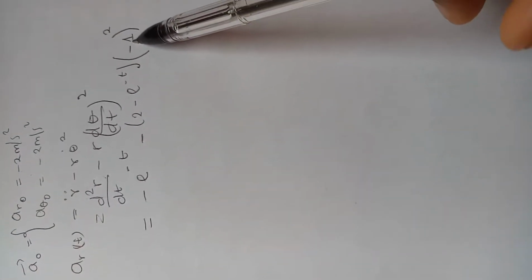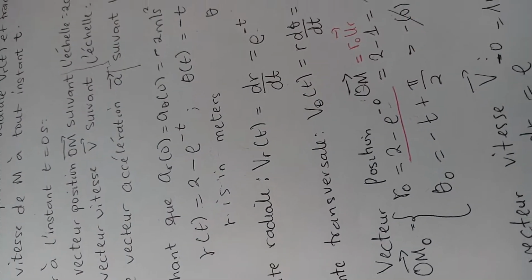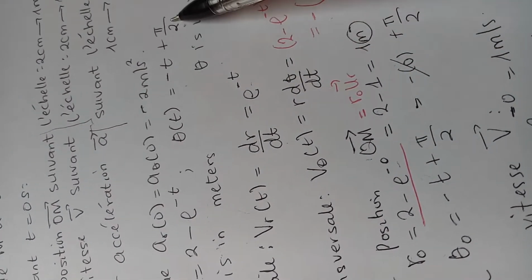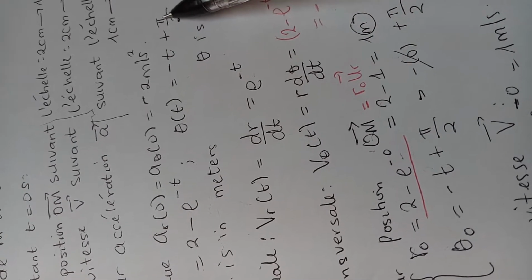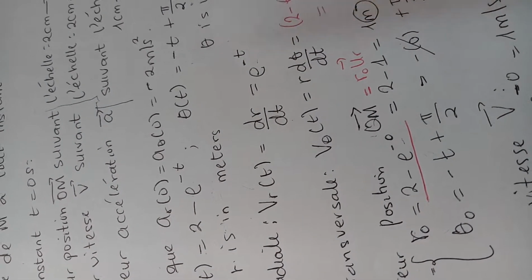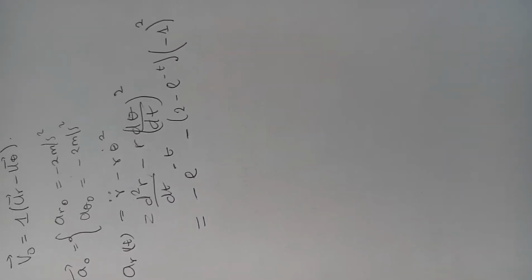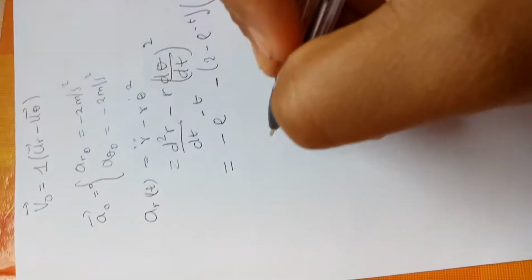And then, of course, when we derive dθ/dt, we're going to get -1, because this is a constant, so we're going to be left with -1 minus t. Derivative of minus t is -1. That's -1 raised to the power of 2. So that's how I got to this point.